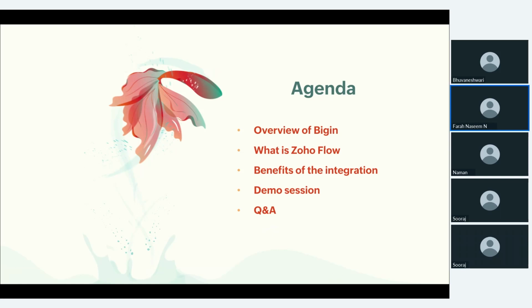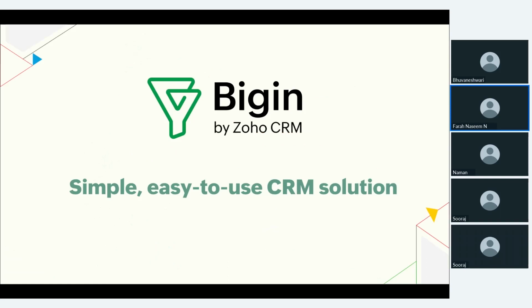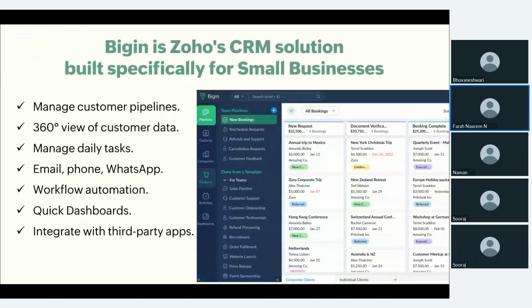Now, let's start with an introduction to Bigin, as we have users of Zoho Flow as well in this session who might not know what Bigin does. So, Bigin is a simple yet powerful CRM that helps to bring all the teams in the organization under one roof. It is designed to cater to the needs of small to mid-sized businesses. So, let me tell you in simple words the top functionalities of Bigin.